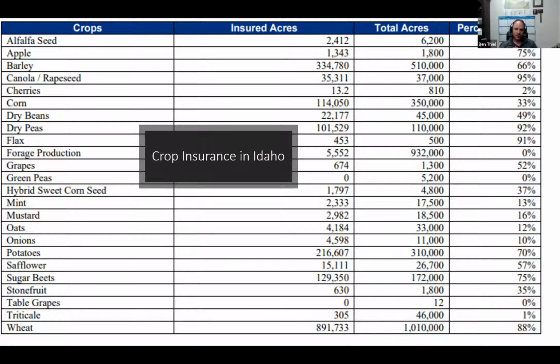So these are all the crops we insure. You see the insured acres, the total acres, and the percentage insured. Two crops to point out, because they're significant crops for Idaho, are barley and wheat. Significant for the total number of acres, but also significant for the amount of acres that we insure, and they tend to be insured at higher coverage levels, especially your dry land crops. And also dried peas is heavily utilized at 92%.